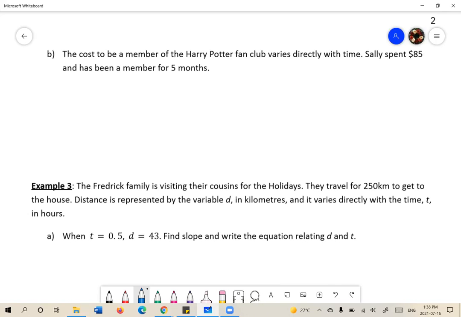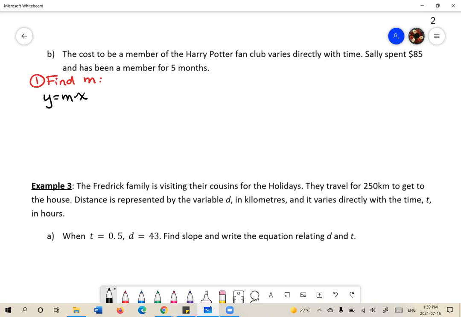Part B. The cost to be a member of the Harry Potter fan club varies directly with time. Sally spent $85 and has been a member for 5 months. So we're still trying to find slope, our m. So our first step is still finding slope. I'm going to begin with my equation y = mx because I know that this relation varies directly, because that's what it told me at the beginning of the question on the other page.